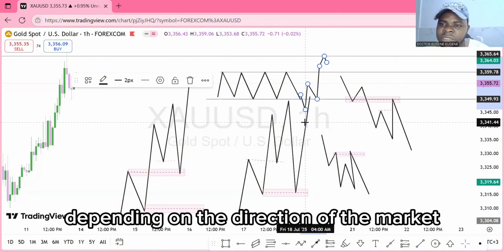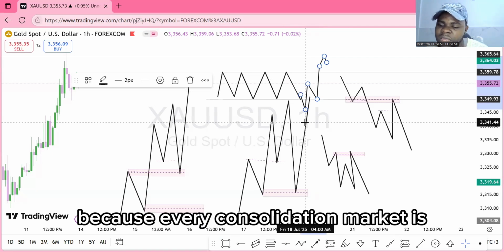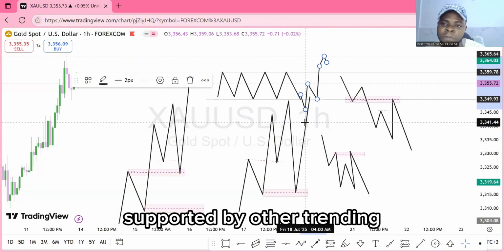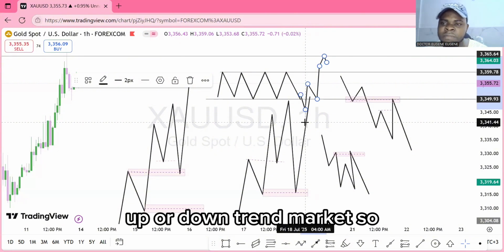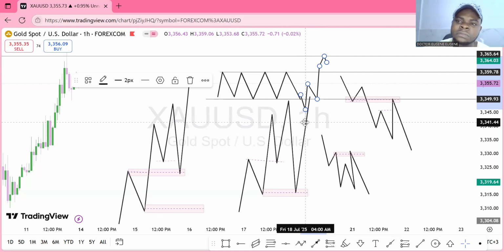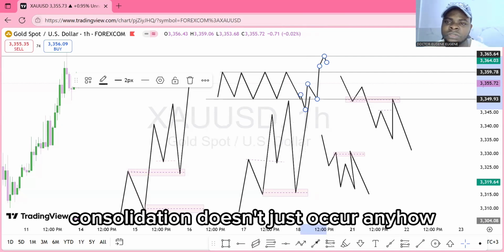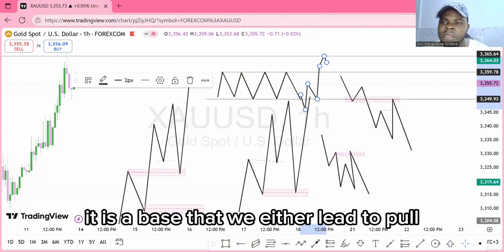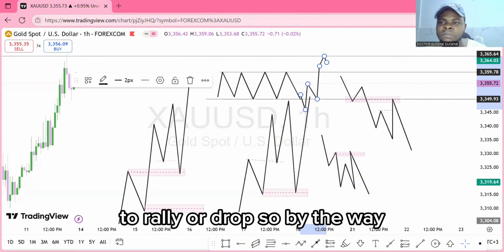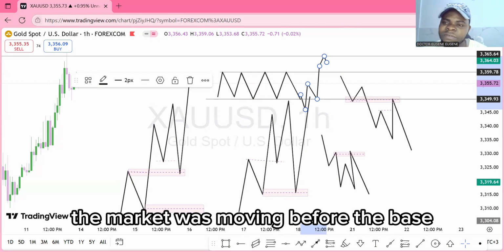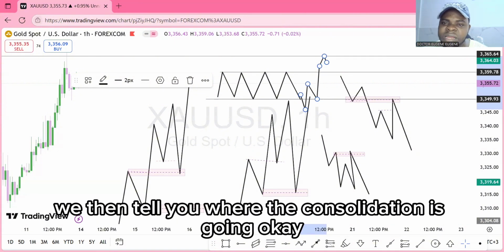Okay, depending on the direction of the market, because every consolidation market is supported by other trending up or down markets. So consolidation doesn't just occur anyhow. It is a base that will either lead to a rally or a drop. So by the way the market was moving before the base, we then tell where the consolidation is going.